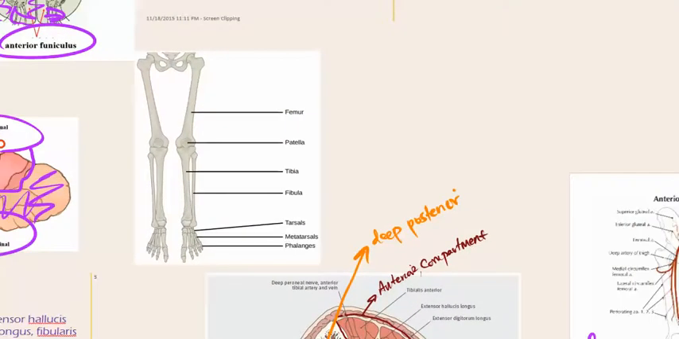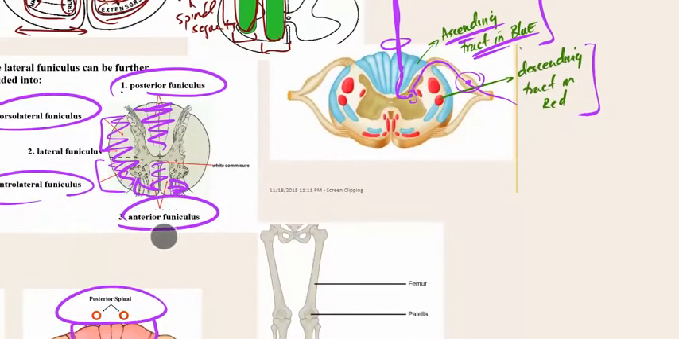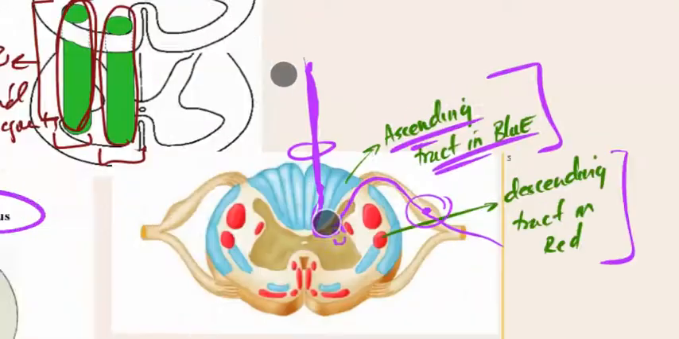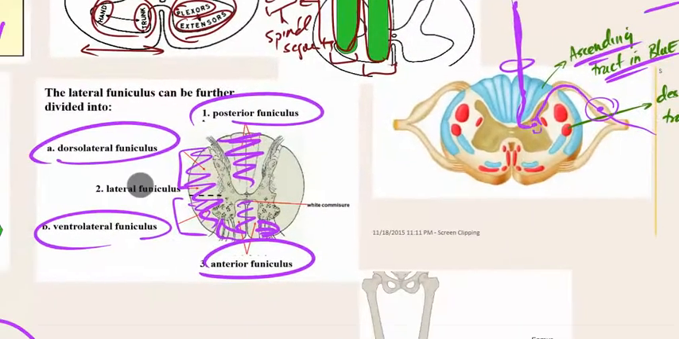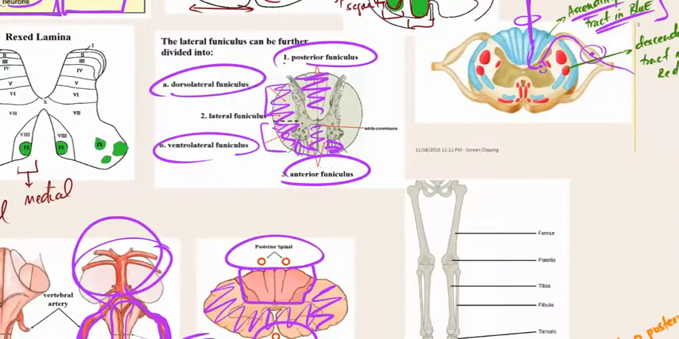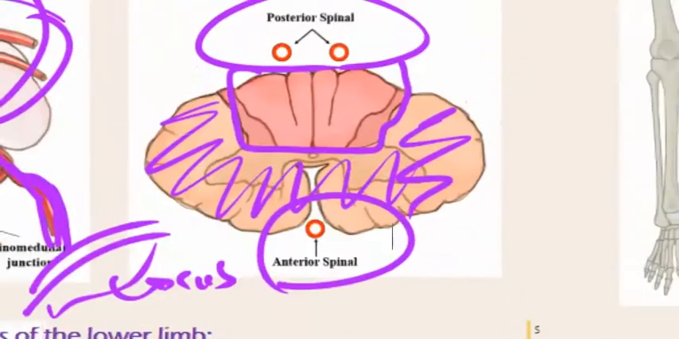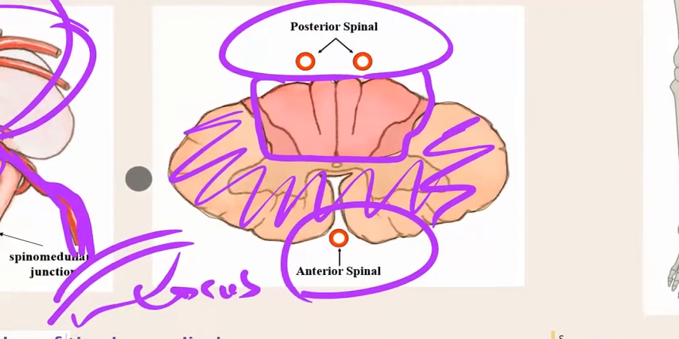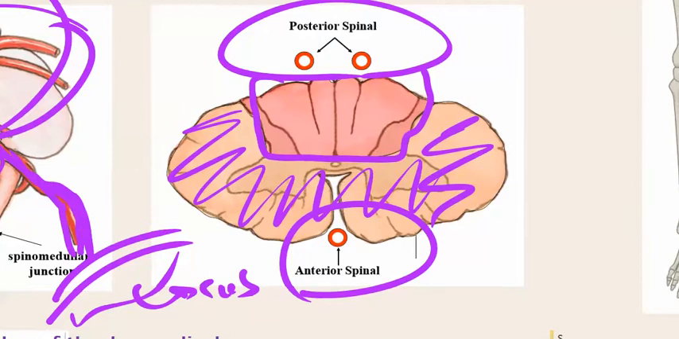Posterior is sensory, but given that the anterior covers sort of like the ventral region and the lateral, if you happen to have problems with your anterior spinal artery, then you would have a motor deficit.